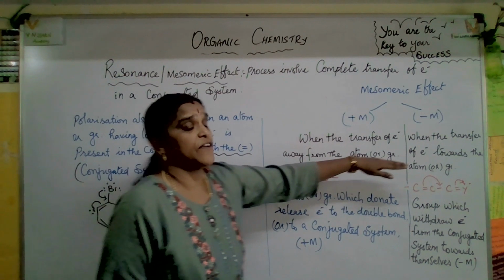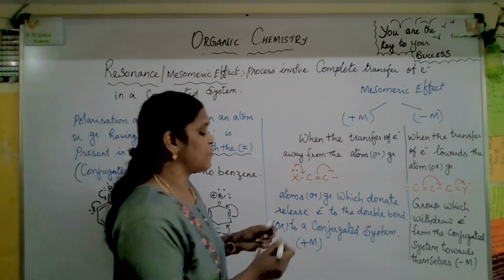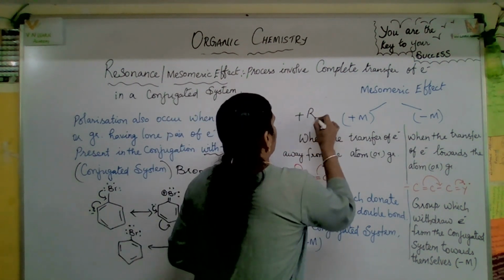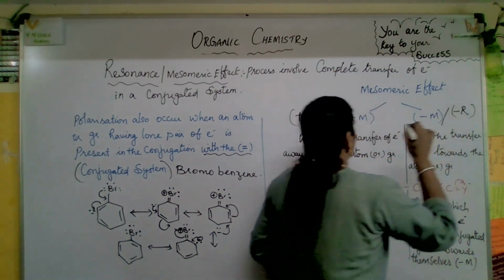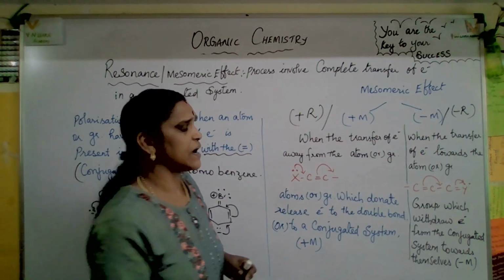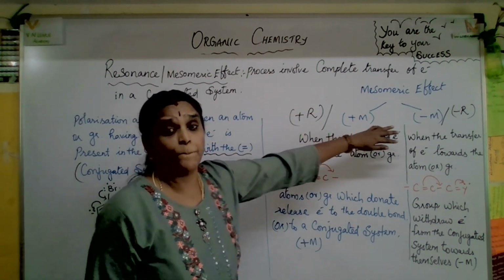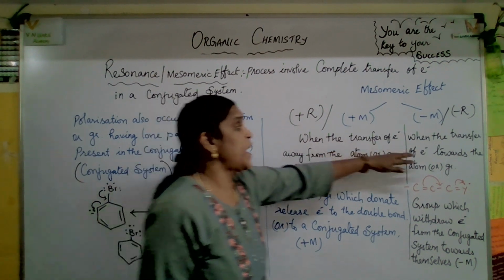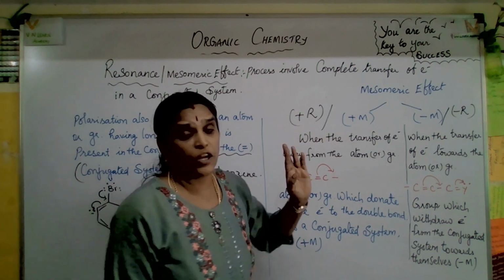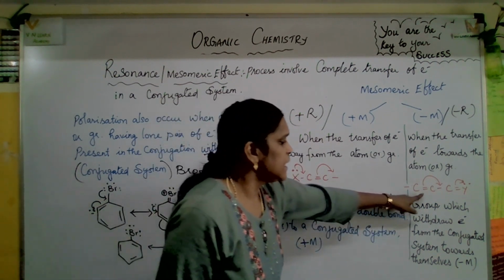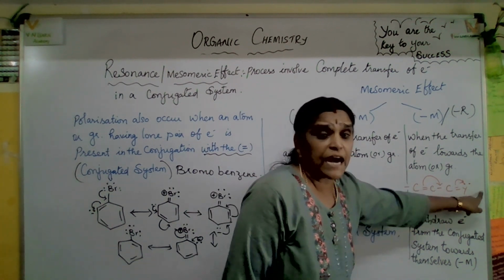Now the minus M effect. What do we mean by minus M? By the way, it is resonance only, so we can write plus R and also minus R. I hope you got a clear idea. Plus M or plus R, minus M or minus R. Both are the same. Minus M, the minus mesomeric effect, is when the transfer of electrons is towards the atom or group. See here, the double bond shifted over here. Again, this double bond shifted to that atom or group.